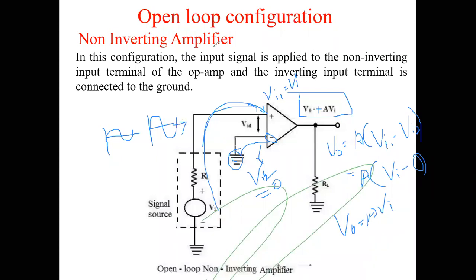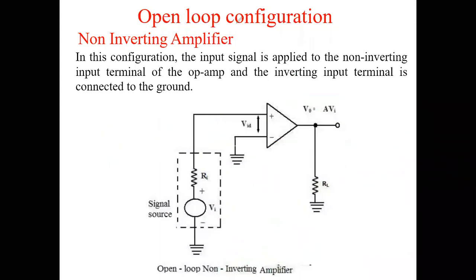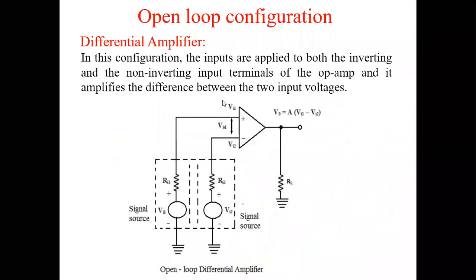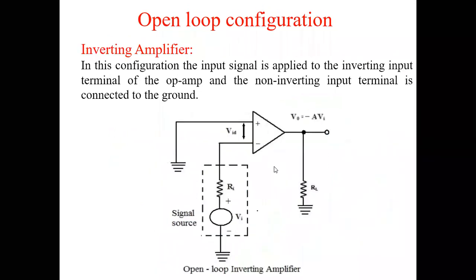So we have three configurations in closed loop configuration. One is the differential amplifier, in which the op amp amplifies the difference of the two input signals, and therefore V0 is equal to Vi1 minus Vi2. Similarly, in the inverting amplifier, the input is given to the inverting terminal, and the non-inverting terminal is given to the ground, and therefore the output is an inversion of the input.